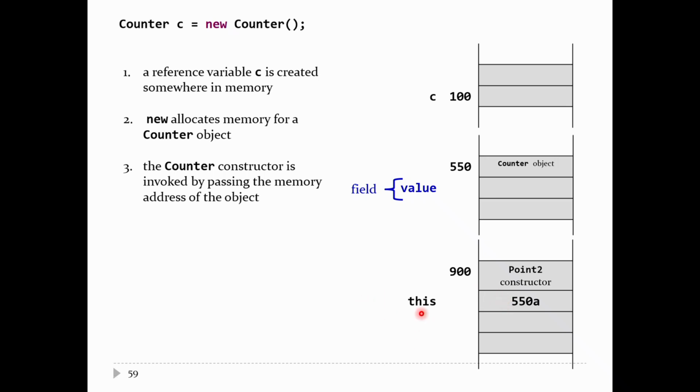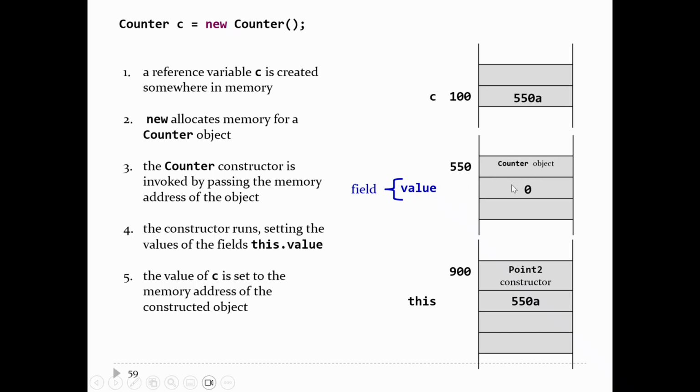But conceptually, this is just a variable storing the address of the newly created object. Inside the constructor, we write this.value equals 0. So follow this to the object, set the value to 0. And now the constructor finishes running, new finishes running, and returns the address of the constructed object back to the caller.